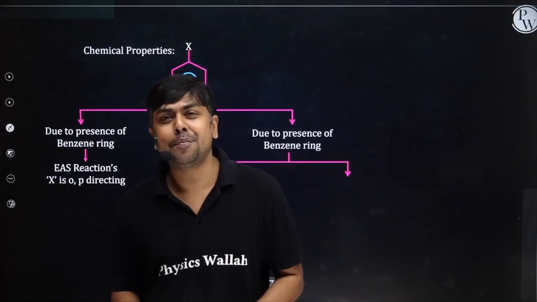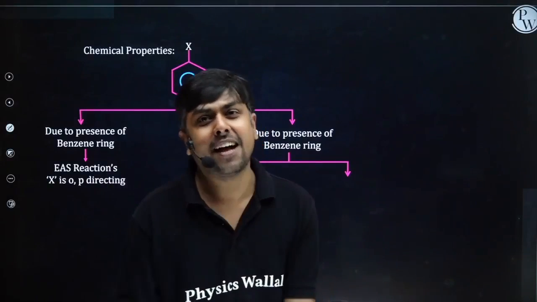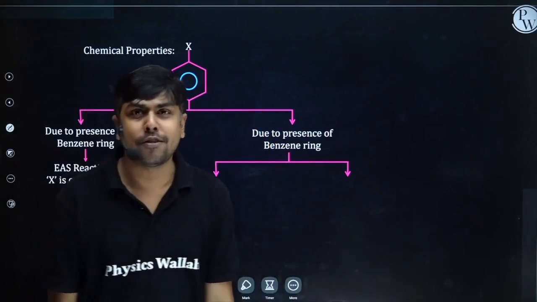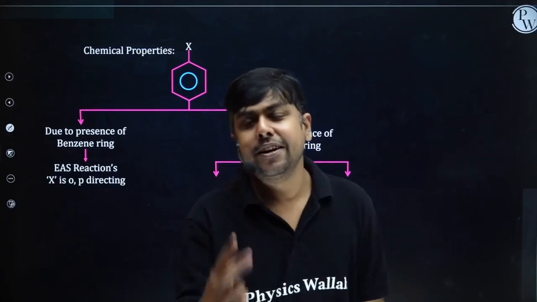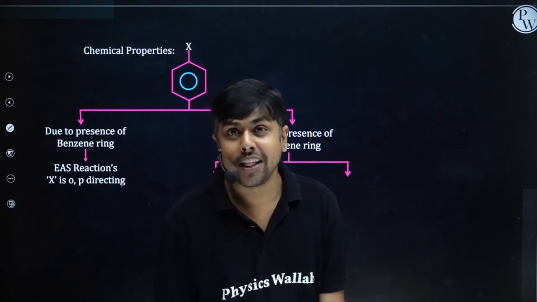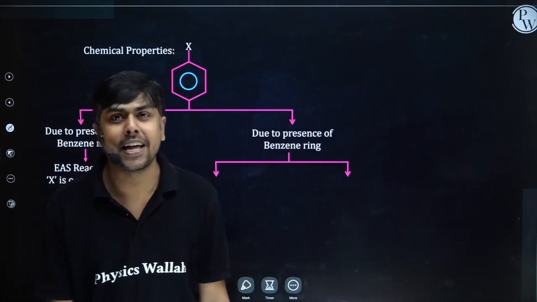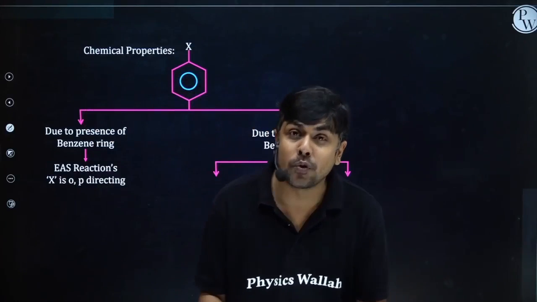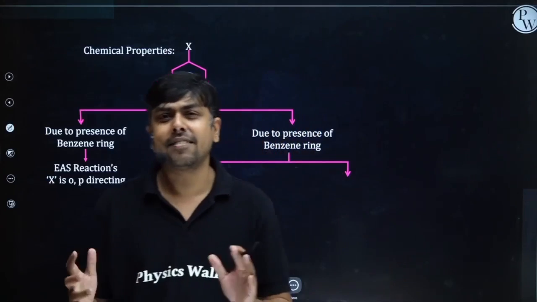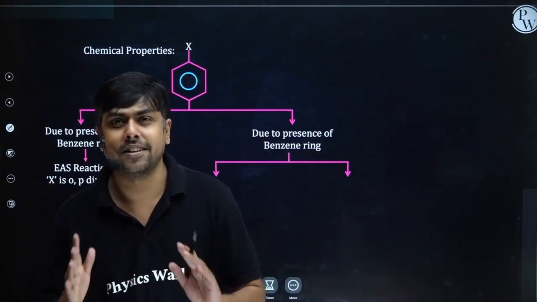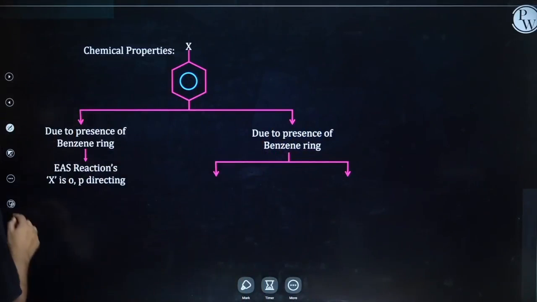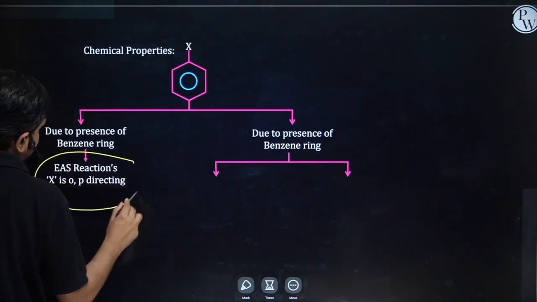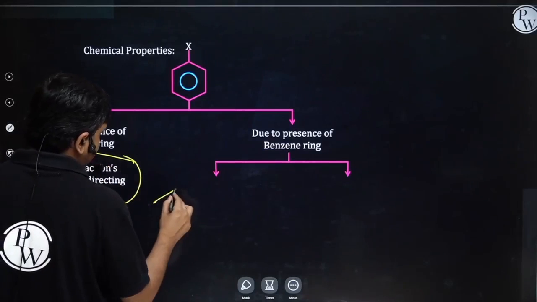Students, now it's time to discuss the chemical reactions of halobenzene. If I talk about the chemical reactions of halobenzene, it mainly undergoes two types of reaction. One, EAS, that is electrophilic aromatic substitution reaction, and the second one is nucleophilic substitution reaction. Let's see how these reactions occur. Let's first of all talk about EAS, that is electrophilic aromatic substitution reaction of halobenzene.